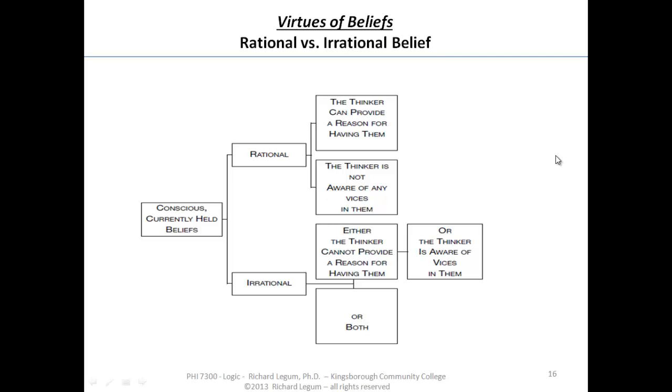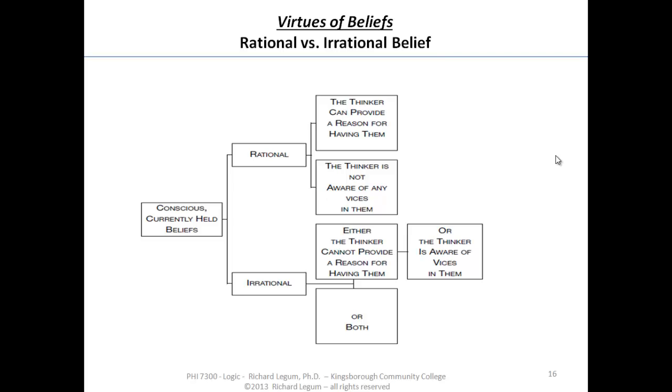The diagram we're looking at gives us a decision tree about deciding whether our beliefs are rational or irrational. Obviously, the goal of logical thinking is to have rational beliefs. Now, first of all, we said we have to really think about it. We have to be conscious of the beliefs that we're holding, and we can divide them up between rational and irrational. The rational ones are ones that the thinker can actually provide reasons for having. He can tell you why he believes them, and he's not aware that there are any problems with them.